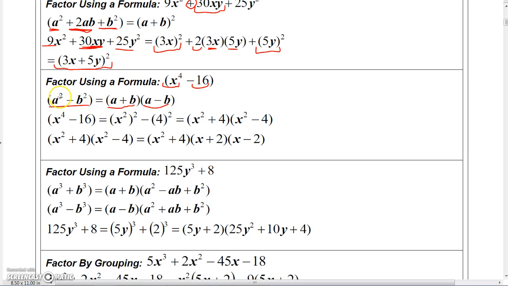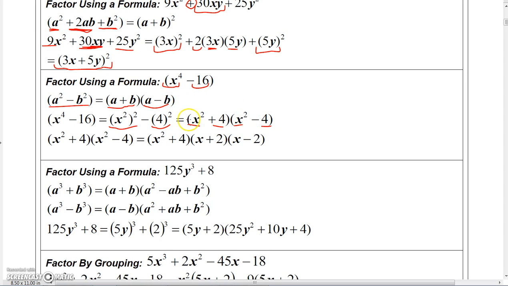So, this is x squared squared, right? So x to the fourth is a perfect square because it's x squared squared. And 16 is a perfect square because it's the same as 4 squared. So this could factor into the square root of x to the fourth, which is x squared, plus the square root of 16, which is 4, and then times the square root of x to the fourth, x squared, minus the square root of 16, which is 4.